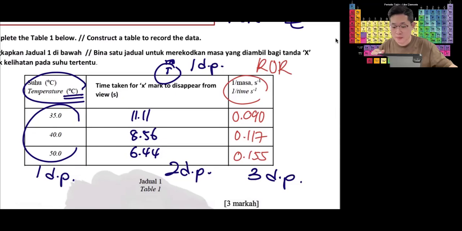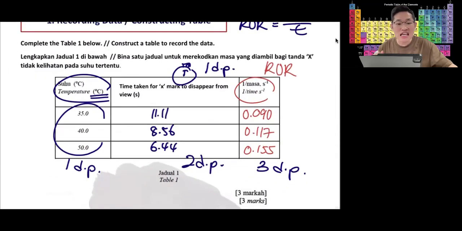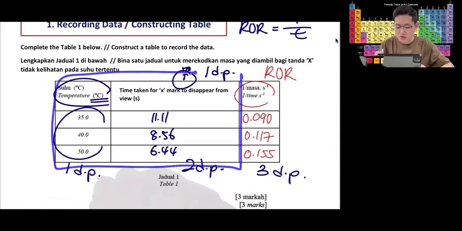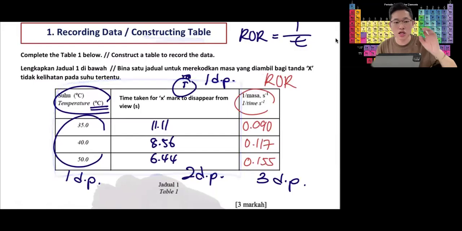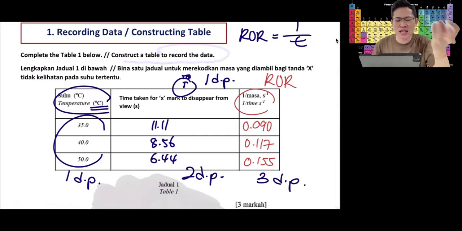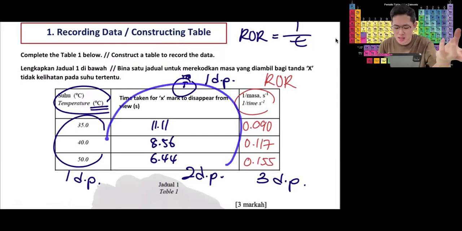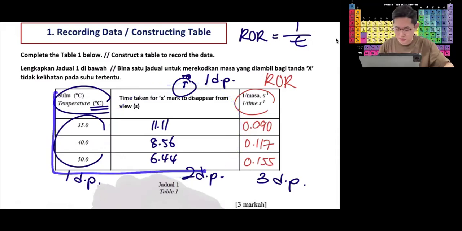Okay, can. So if and only if this is given in the table and they want you to calculate, then you calculate. If they only give you this part, then you just fill up this part. If they want you to construct, you can always read what they want. Like they say, construct a table to record the data. The only data you got from the experiment is this one. Then you just record this one.